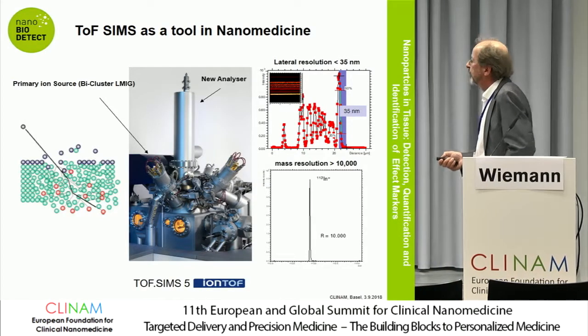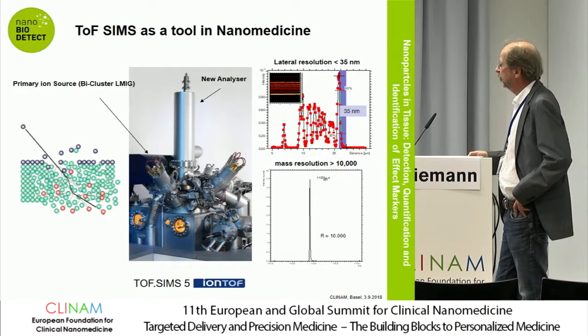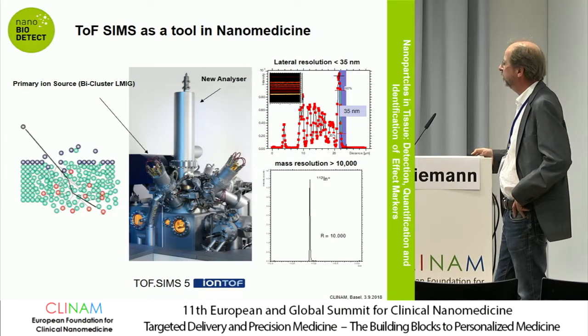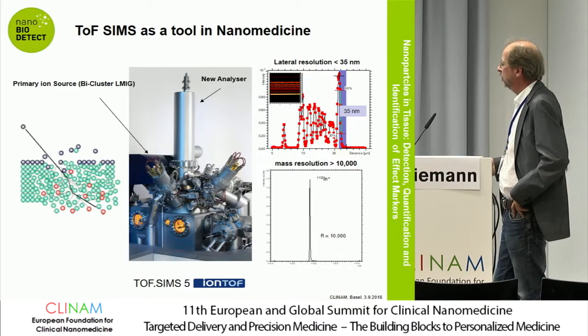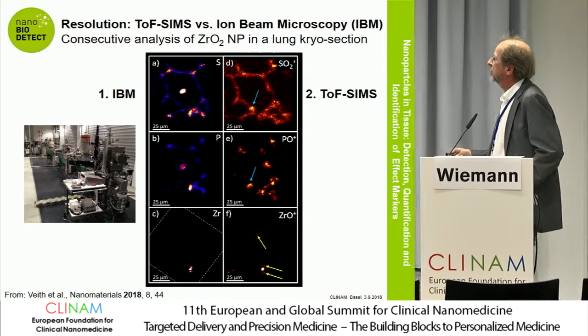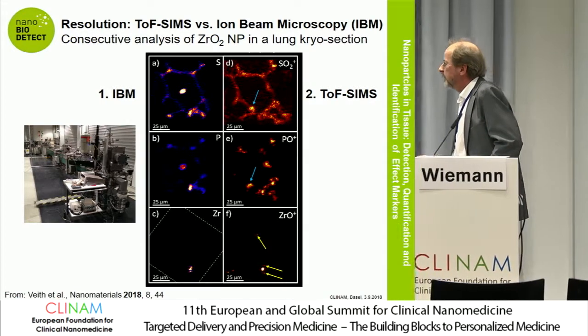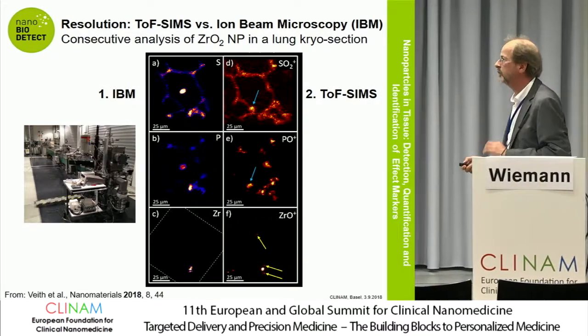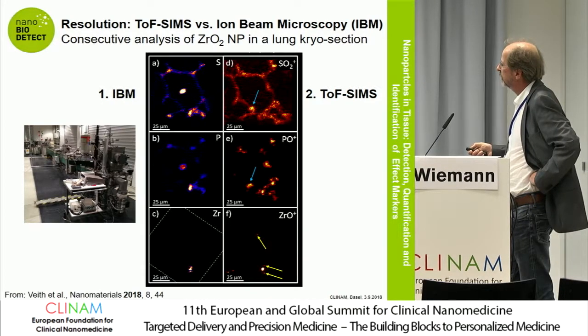So the third approach was TOF-SIMS as a tool in nanomedicine. TOF-SIMS is a technique in which ions are bombarding the surface, and what you analyze are the ions which are released, secondary ions. The latest instrument version has a lateral resolution of less than 35 nanometers and a very high mass resolution meanwhile. And in the project, we compared this with what is achievable with the IBM, the ion beam microscope. If you have ever been in front of such a microscope, it's really a huge instrument, about 10 meters long, and there are protons bombarding these sections, and you are analyzing the X-ray and so on.